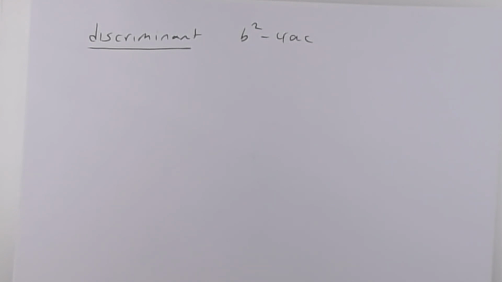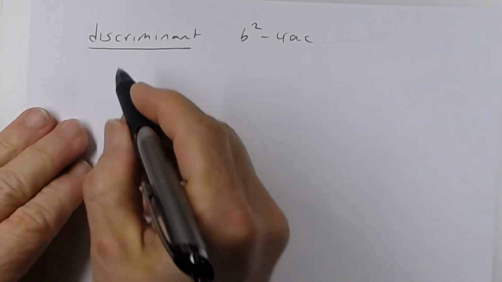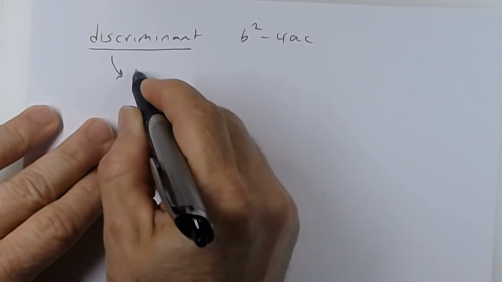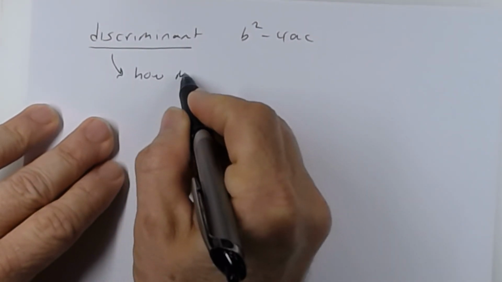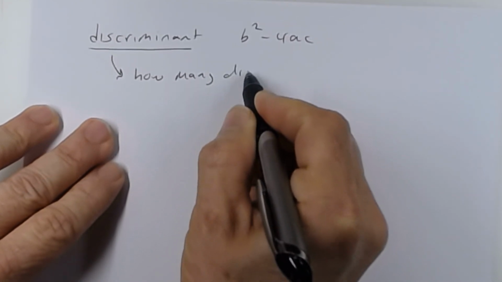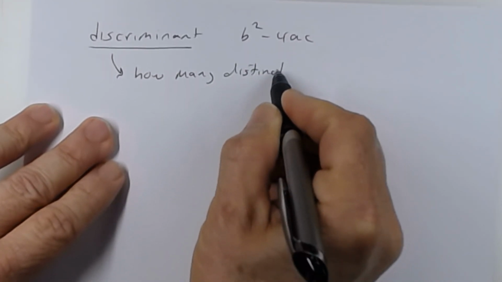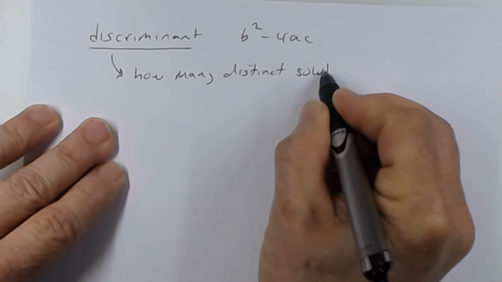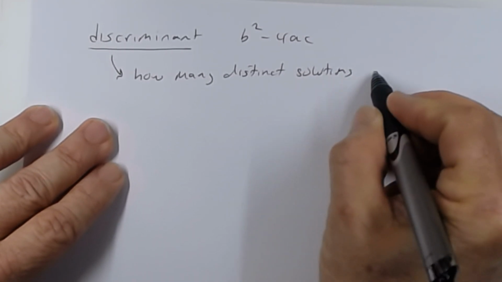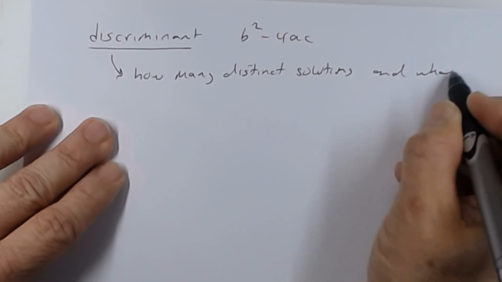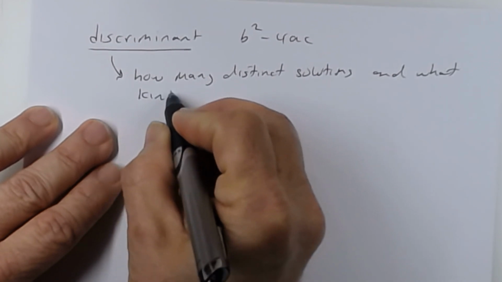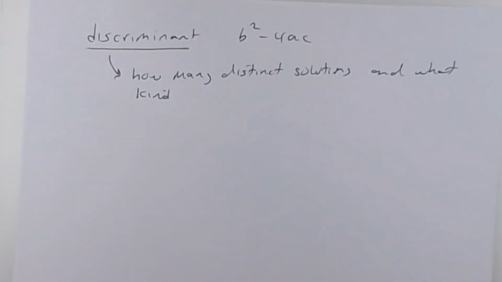Now, one of the things the discriminant does is it tells you how many distinct solutions you will have, and what kind. Right? So how many distinct solutions there are, and what kind they will be.